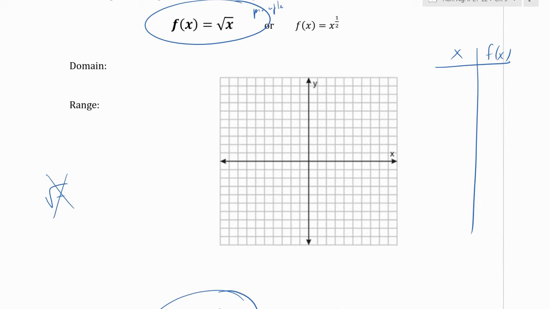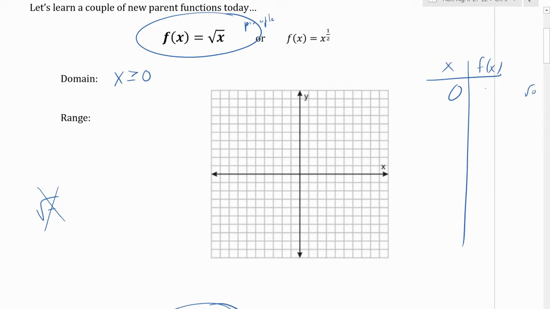So this is a function. There's only the one answer. So if you can't have negatives, think about what your domain is. x better be 0 or bigger. It's got to be 0 or positive. It's got to be a non-negative number. And if you plug a 0 in and you do the principal square root of 0, you get 0.